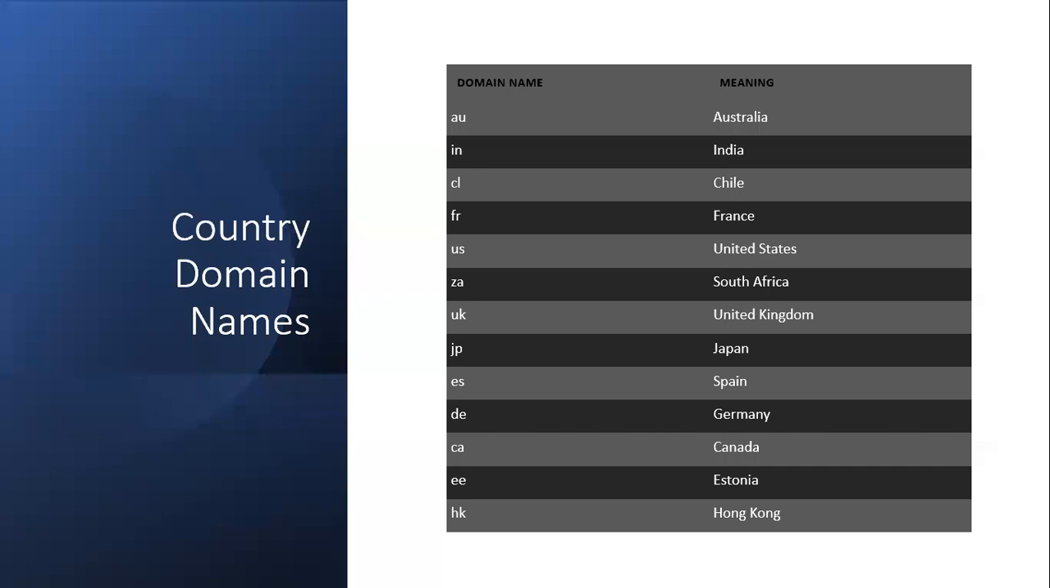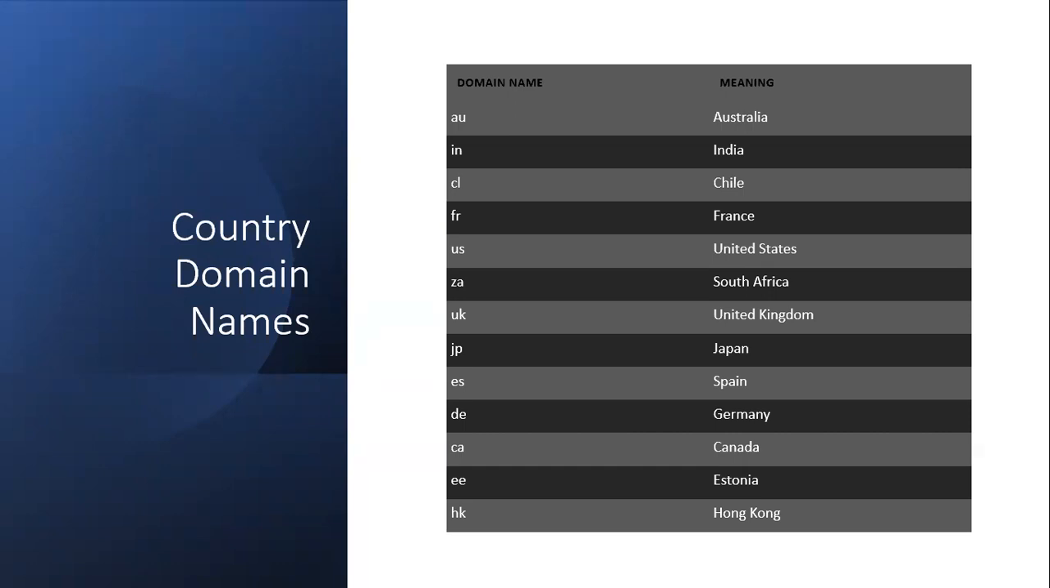Next, country domain names. We have AU for Australia, IN for India, CL for Chile, diba, FR for France, US for United States, ZA for South Africa, UK for United Kingdom, JP for Japan, ES Spain, DE Germany, Canada CA, Estonia EE, Hong Kong HK, and of course Philippines PH.